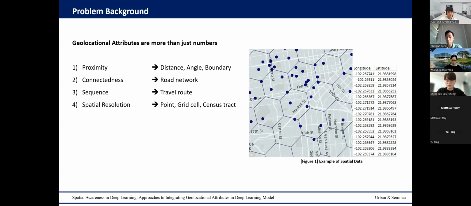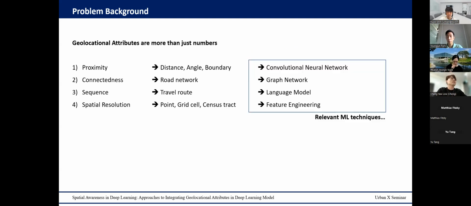Another problem is spatial resolution. Some geolocational attributes might be expressed as point values, grid cells, or census tracts. So they can be represented at various scales, but we have to be careful in dealing with these spatial resolutions. Of course, machine learning has some techniques related to these issues. For example, convolutional neural networks, graph networks, language models, and feature engineering could help deal with these attributes. However, we need to be careful to utilize these techniques effectively, because most of them are not for geospatial analysis, but for other domains such as imaging or text.